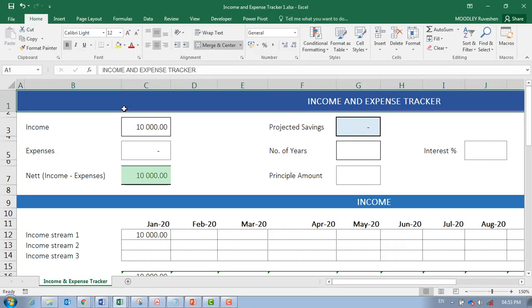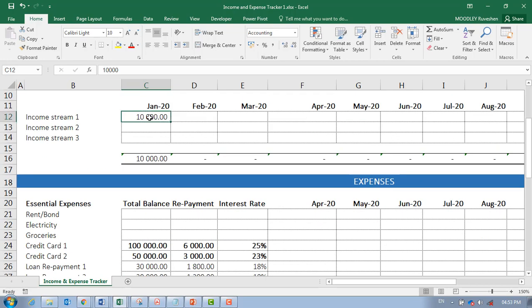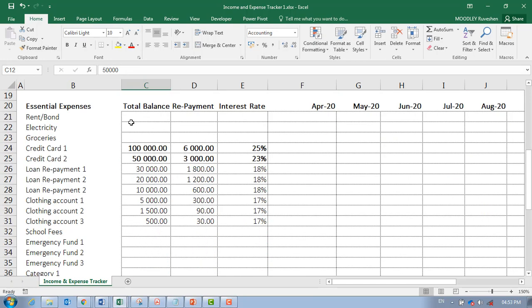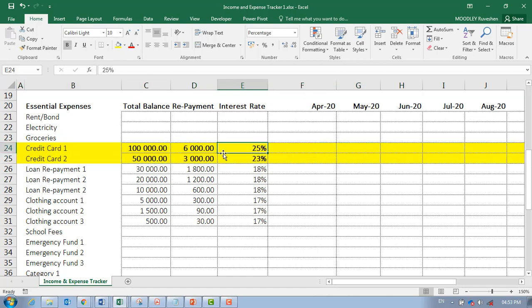So here we have our income and expense tracker. And let's say, for example, you're earning a salary of 50,000 Rand a month. No, it's extremely high, guys, but just for the purpose of this video, right? Now, here we have the total balance, your repayment, and your interest rate. Now, if you are using the avalanche method, what you try to do is you try to pay more towards these two debts right here because they have the highest interest rate.